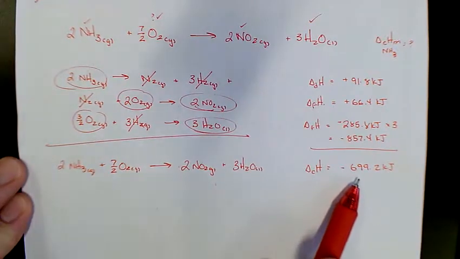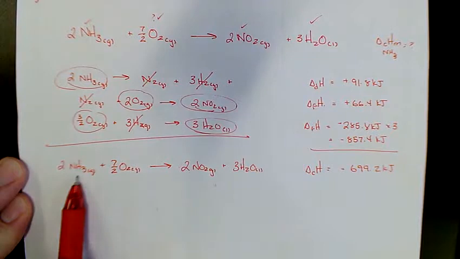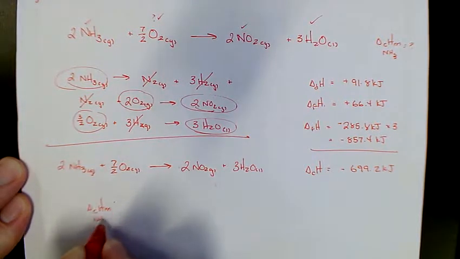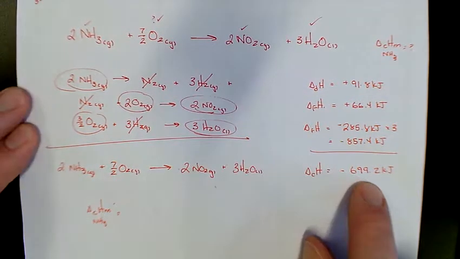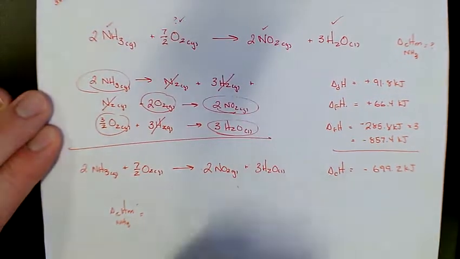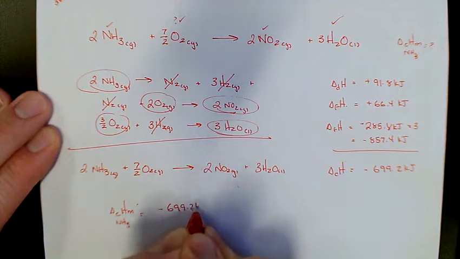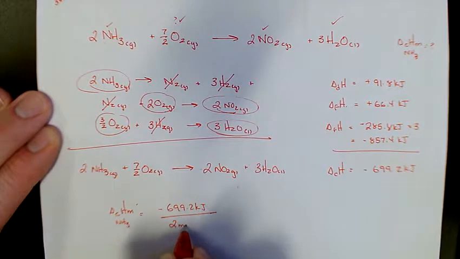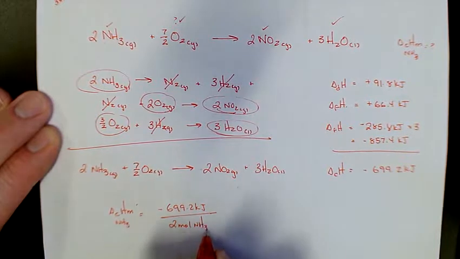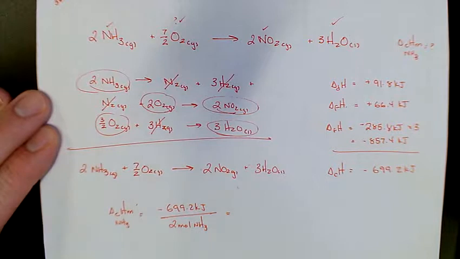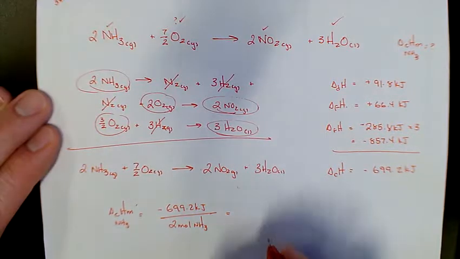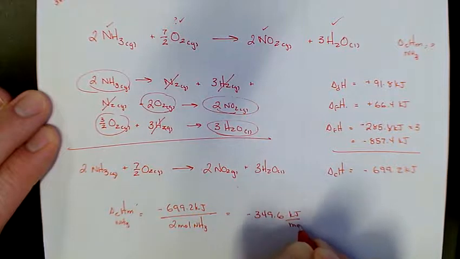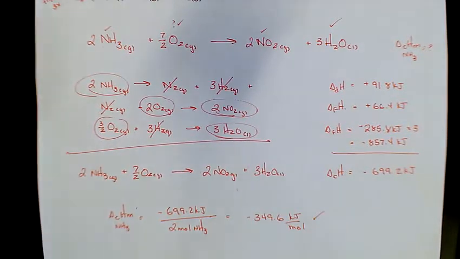How many moles of ammonia were actually reacted here? 2 moles. So if I want the delta CHM for ammonia, I have to take the energy for my given reaction, negative 699.2, and divide by the molar quantity that I saw related to it. And so that's 2 moles of ammonia. So simplify that, 699.2 divided by 2 ends up to negative 349.6 kilojoules per mole. And that is the answer to our question.